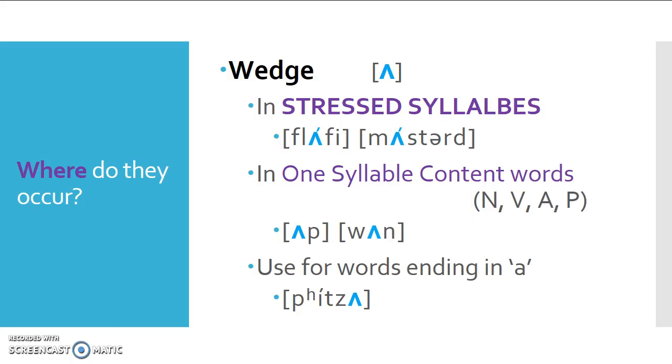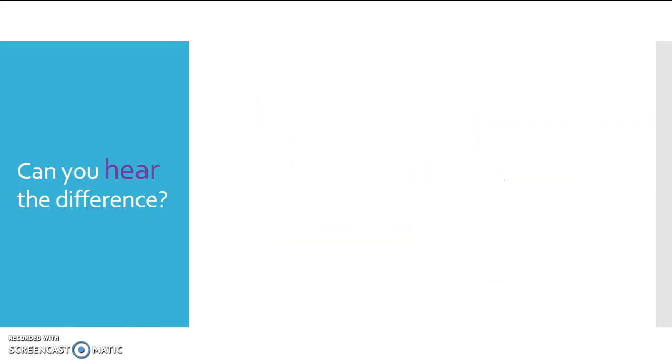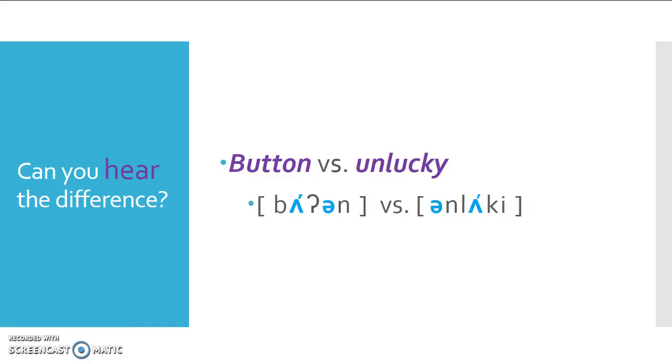So hopefully that reviews it and helps you decide where to use schwa and wedge. Just a couple of last words just to show you. Both button and unlucky have wedges and schwas in them. And you can see how in button, we have the wedge in the first syllable because it's the stressed syllable, and then we reduce down to schwa in the last syllable. And in unlucky, we save up our energy for the stress in the middle, so we use a wedge in the middle syllable, and the first syllable is reduced down to schwa.